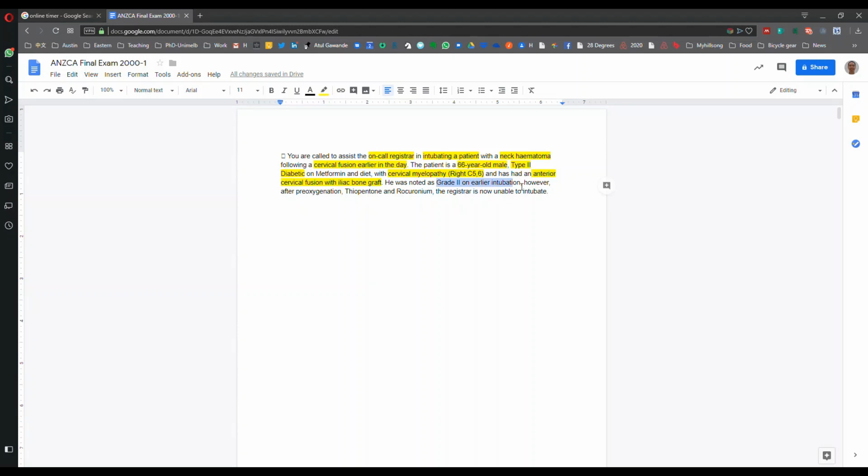Grade 2 on early intubation, which is reassuring. So it looks like the reg has done a rapid sequence intubation or induction, and he's now unable to ventilate, or to intubate, sorry. Okay, so what are the issues here? So this is what I'm thinking.